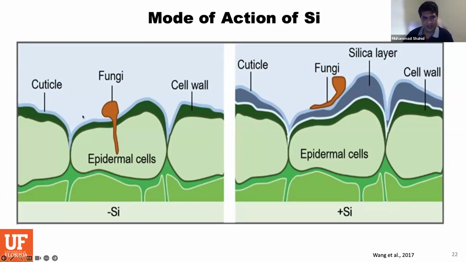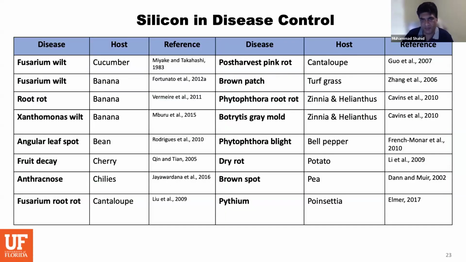In this graphical representation, when you don't apply silicon, you can see there is nothing. But when you apply silicon, it develops a silica bilayer. In the citrus study we are doing, we did scanning electron microscopy, and we clearly see that silica bilayer on the citrus leaves. This cuticle basically prevents the entry of pathogens and provides a physical barrier. It also provides a physical barrier to insect pests and hinders their entry into the plant tissues.